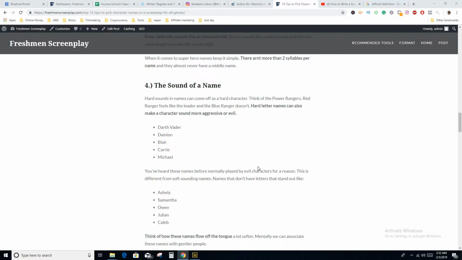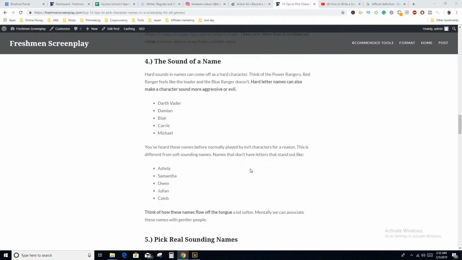Now the opposite of that are names like Ashley, Samantha, Owen, Julian, Caleb. Now these are just examples, but you can hear the difference. They kind of roll off the tongue. They're smoother, right? They flow a little bit more, and they sound as if the person would be a lot gentler.